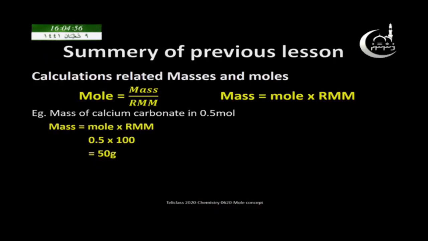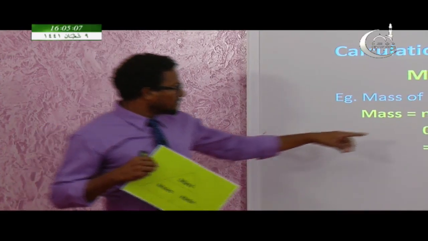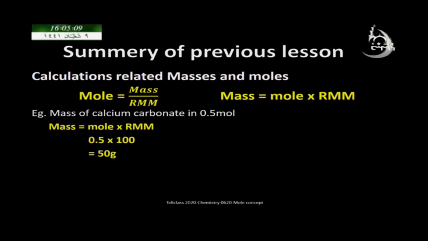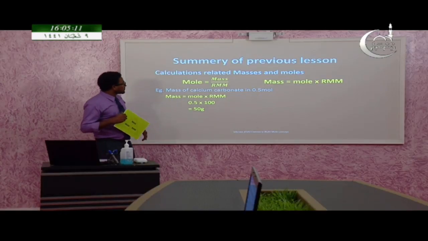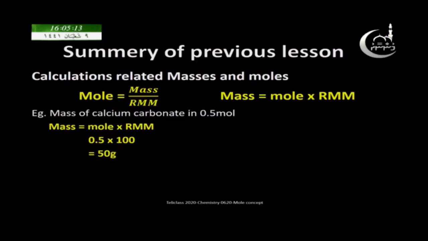Then the mass of calcium carbonate. This time we are asking for mass, so you can interchange the formula: mass is equal to mole into RMM. The mole value is given here, 0.5, into the relative molecular mass of calcium carbonate, which is 100. So the answer is 50 gram.